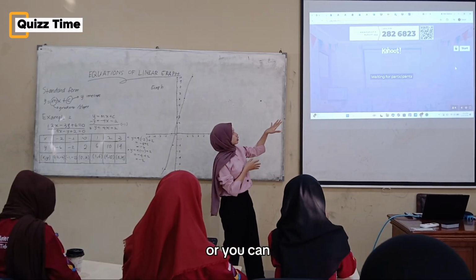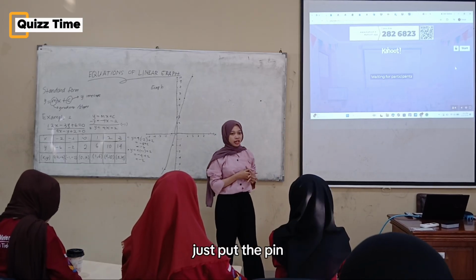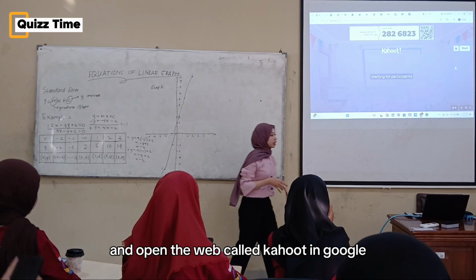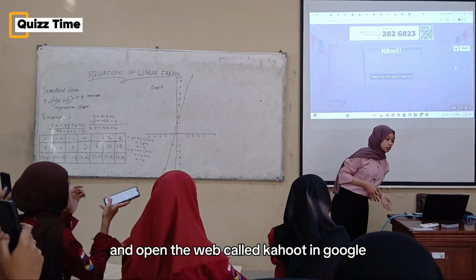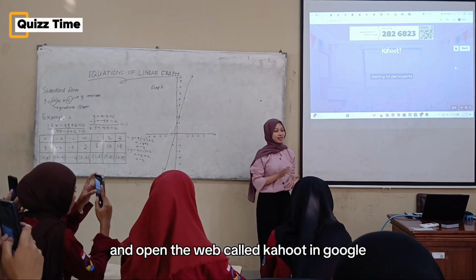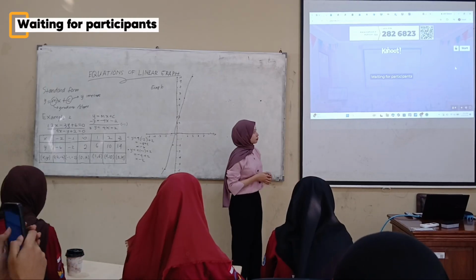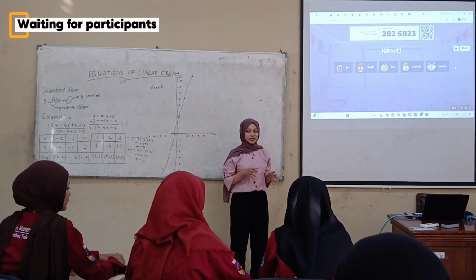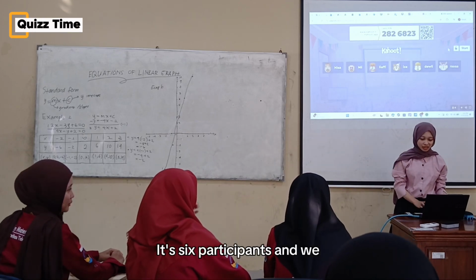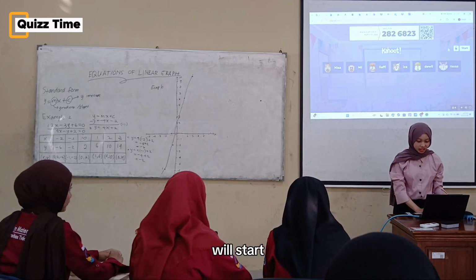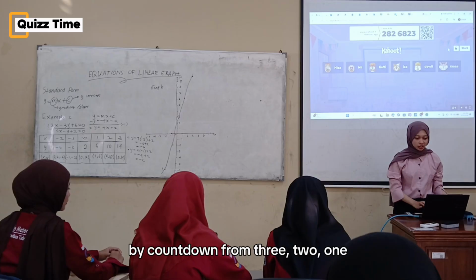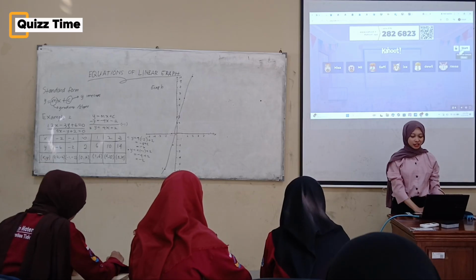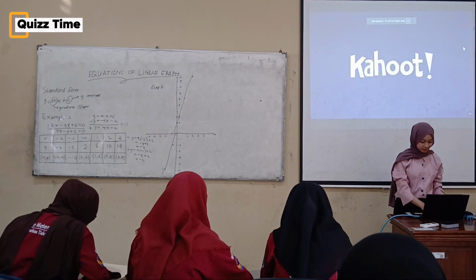You can just put the pin and open the web called Kahoot in Google. So it's 6:41 and we will start by counting down from 3 to 1. Okay, 3, 2, 1.